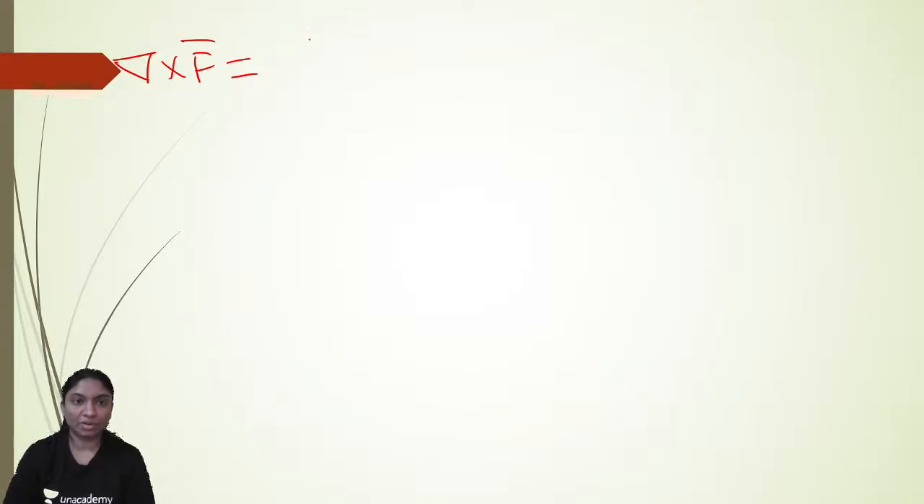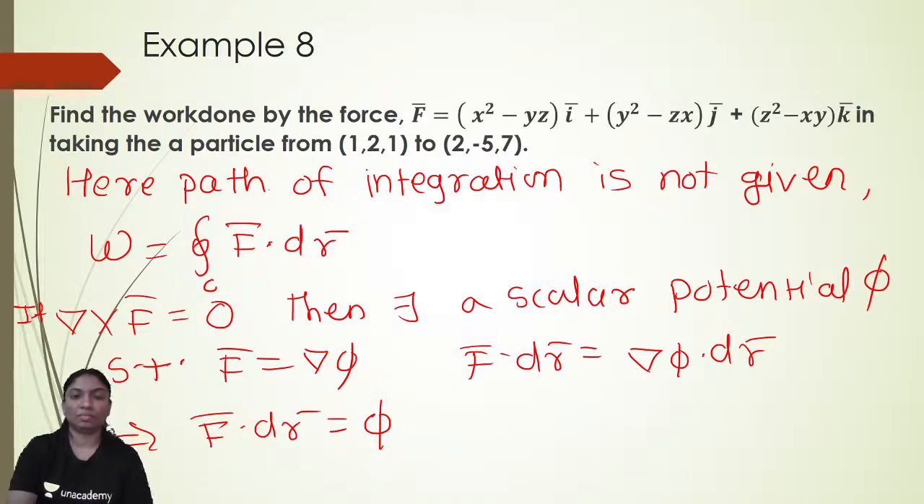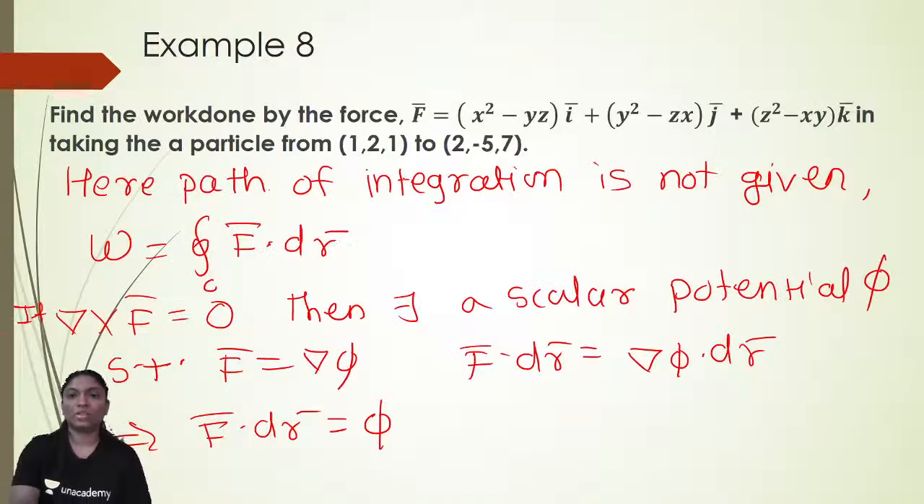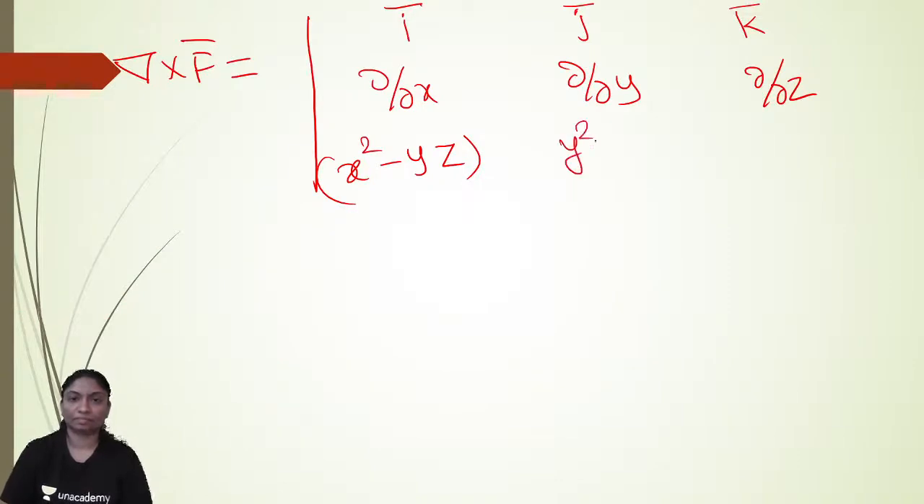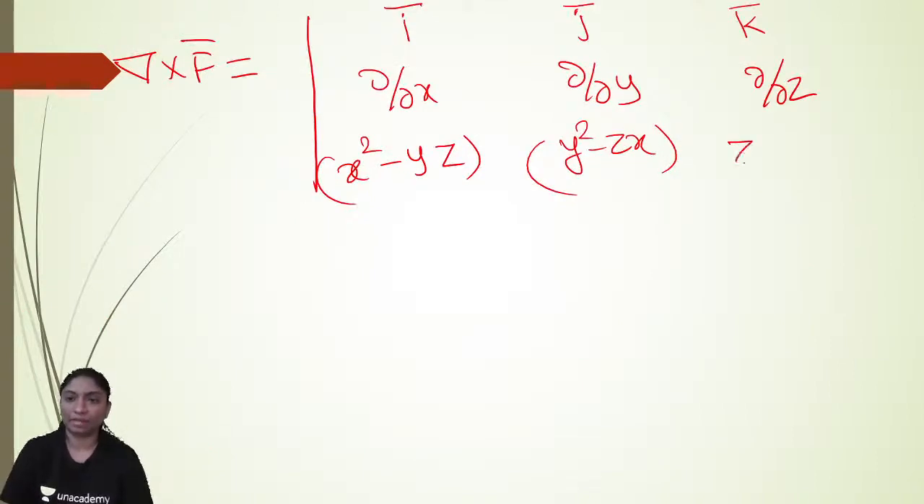So we can find out del cross F bar. In yesterday's lecture we have seen how to calculate the curl of F bar, that is nothing but del cross F bar. So del by del x, del by del y, del by del z. So F1 is x square minus yz, F2 is y square minus zx, and F3 is z square minus xy.